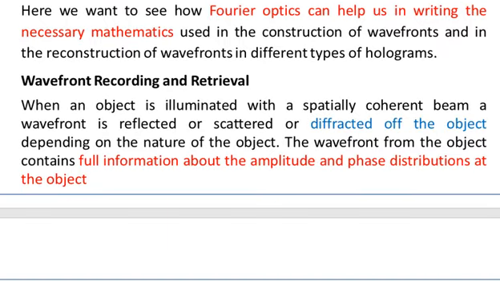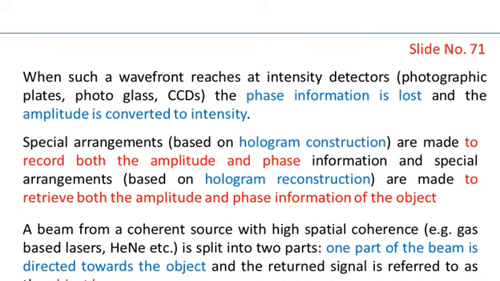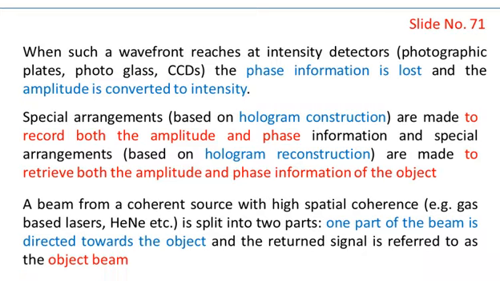Wavefront recording and retrieval. When an object is illuminated with a spatially coherent beam, a wavefront is reflected or scattered or diffracted off the object depending on the nature of the object. The wavefront from the object contains full information about the amplitude and phase distribution at the object plane. When such a wavefront reaches the intensity detectors, for example photographic plates, photoglass or CCD cameras, the phase information is lost and the amplitude is converted to intensity.